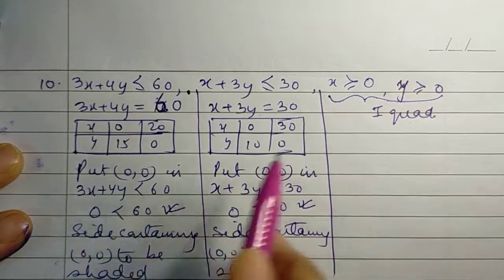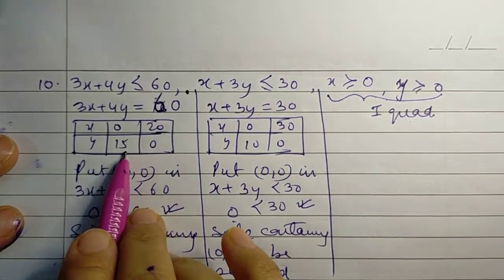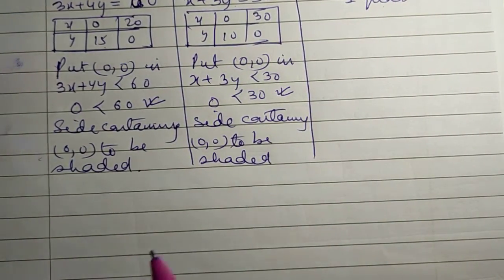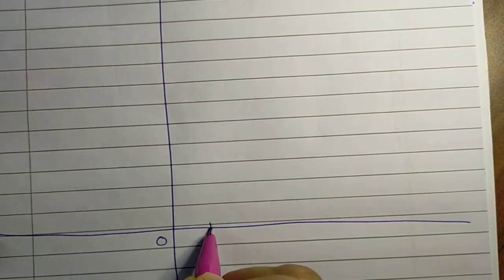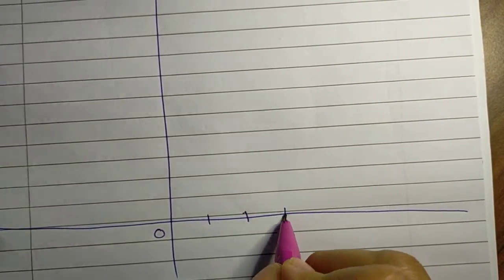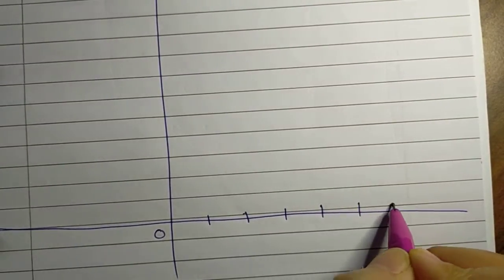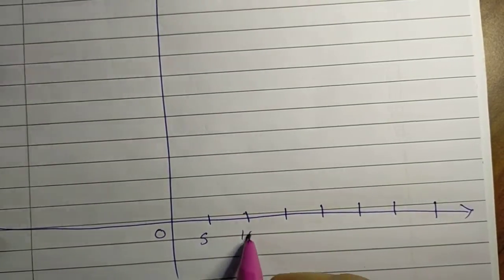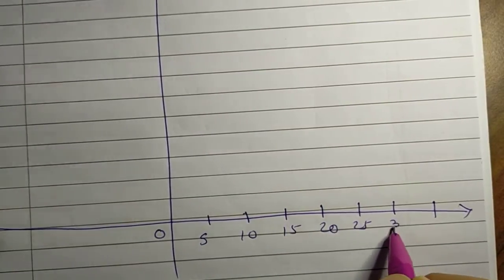Now since here we need 15, 20, 10, 30, so we have to take a bigger scale for our plotting of the graph. So let's take the scale as one portion is equal to 5 units. Okay, so what do we get? We get 5, 10, 15, 20, 25, 30. Maximum we need 30, so 35. Okay, so this is 5, 10, 15, 20, 25, 30, 35.